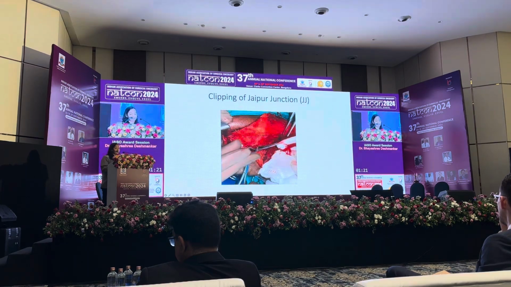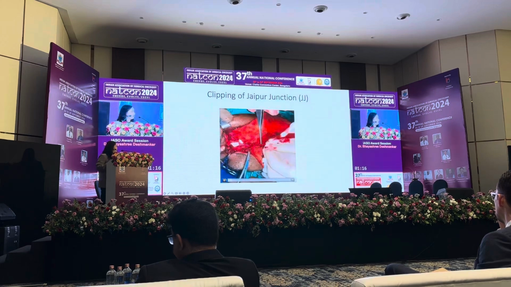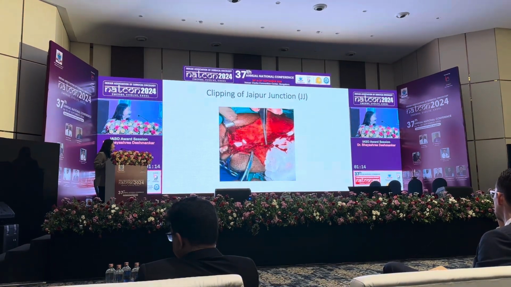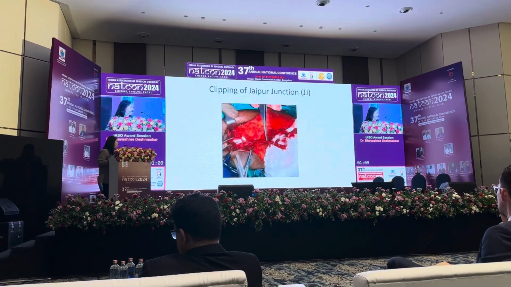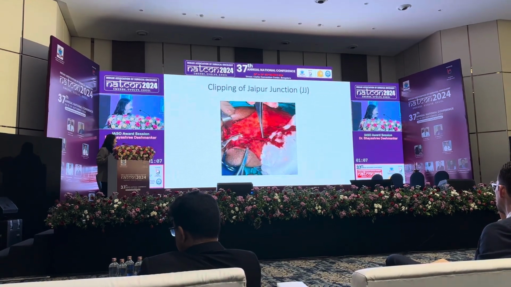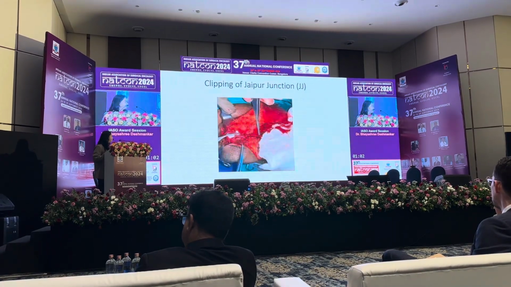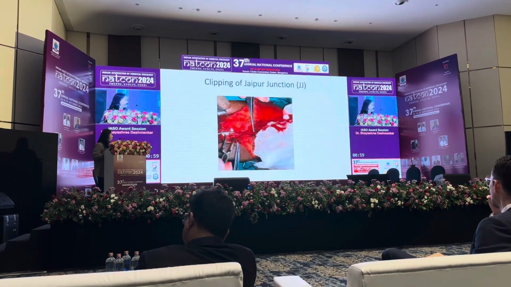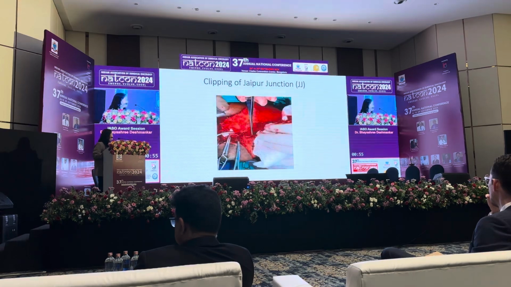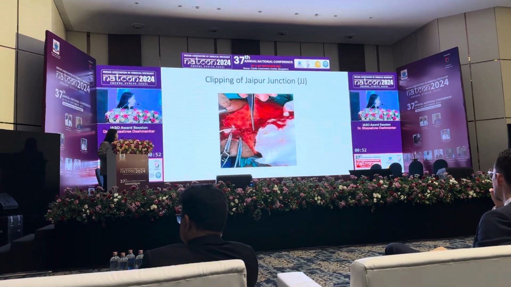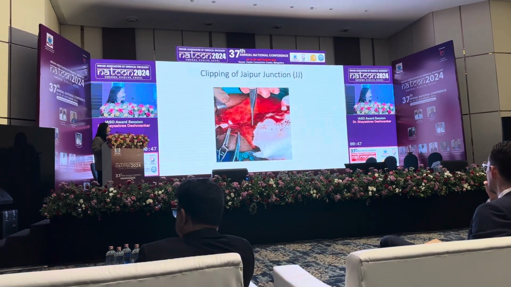But what happens when in such a patient, you have already cut the facial artery and you are putting a midline lip split? See, this is a nice reverse flow in the facial artery. But if you also clip the Jaipur junction, let's see what happens. So here, after clipping Jaipur junction, as you can see, the reverse flow is gone. We'll unclip it again, and as you can see, there's again a nice blood flow.